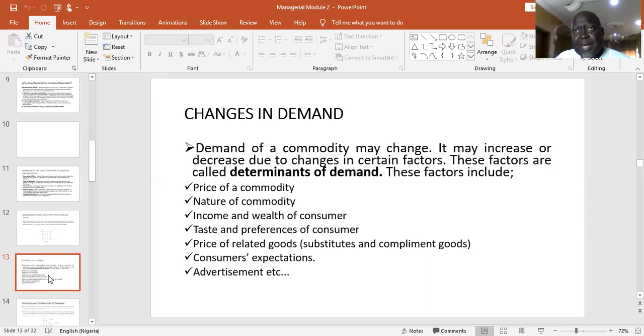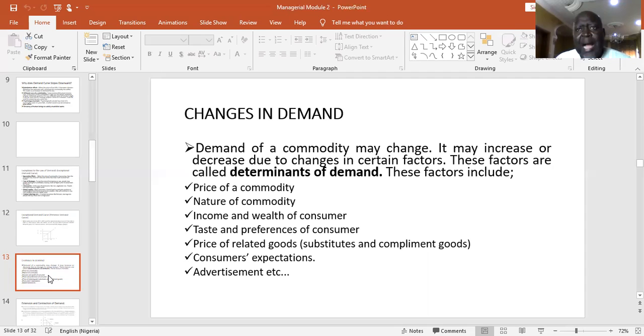That's what is called change in quantity demanded. But here we're going to talk about change in the demand itself due to certain factors: price of a commodity, nature of commodity, income and wealth of consumer, taste and preferences of consumer, and things like that. Now, in this case, demand for a commodity itself changes not due to price, but due to certain factors other than price. At the same price, more quantity is purchased, or at the same price, less quantity is purchased. Let me give you a clear example.